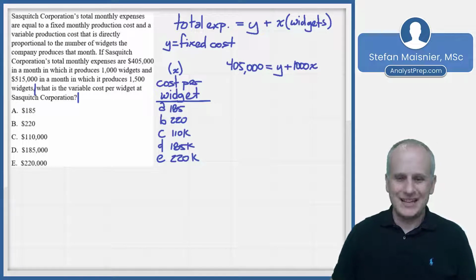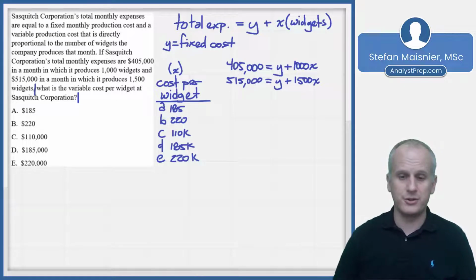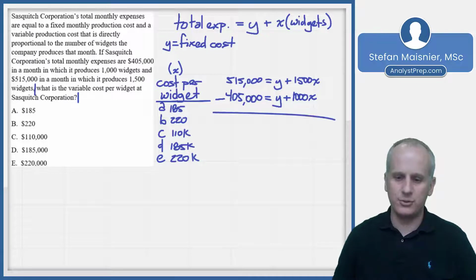And $515,000, so 515,000, in a month in which it produces 1,500 widgets. So that's our y plus 1,500x. And if that's the case, we now have two variables and two equations, which means we can solve this as a system. So what we'll do, rather than substituting one of the two for the other, let's just solve for x directly, because we already have the same number of y's in each equation, one y. So I can just subtract the two equations from each other to cancel out our y's.